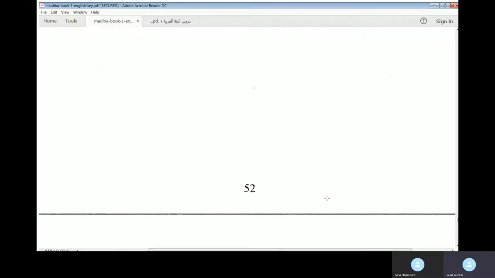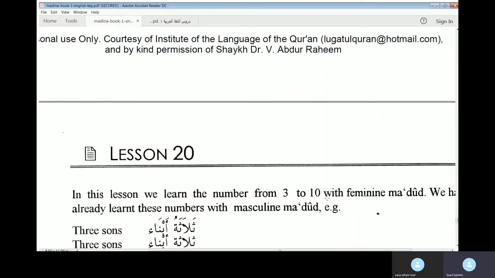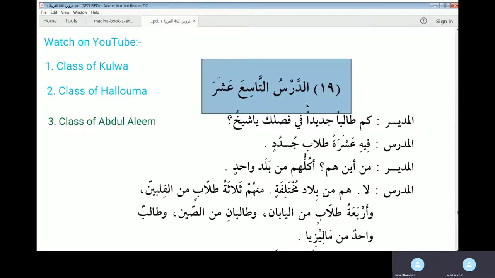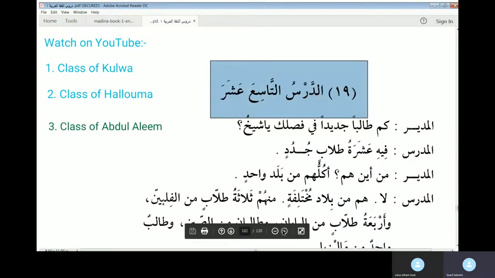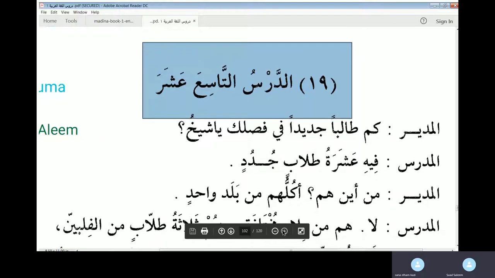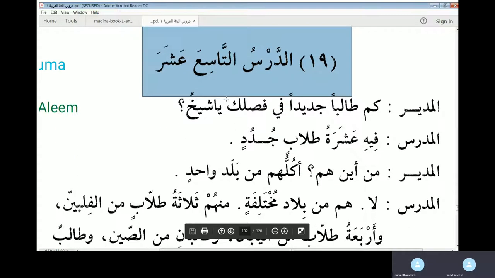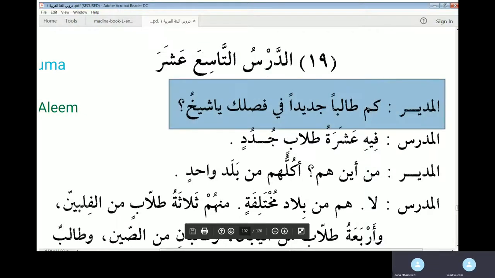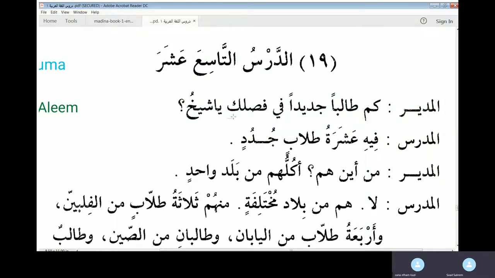Then we will start with some of you. Okay, the 19th lesson, start. Al-mudir: Kam talibann jadidan fi faslika ya shaykh? How many new students are in the class, O Sheikh?